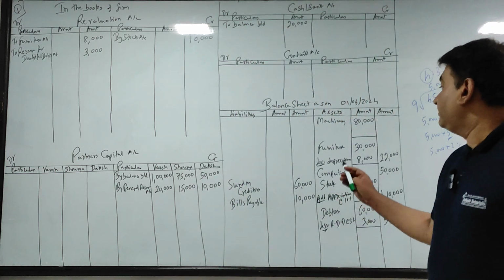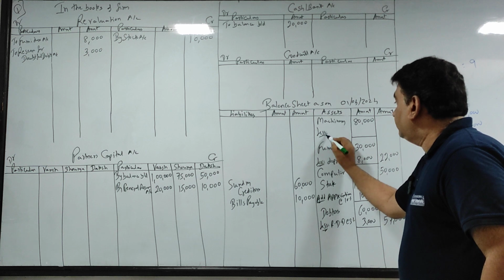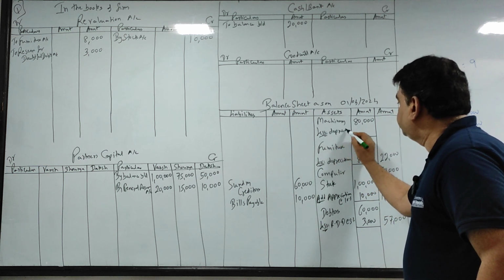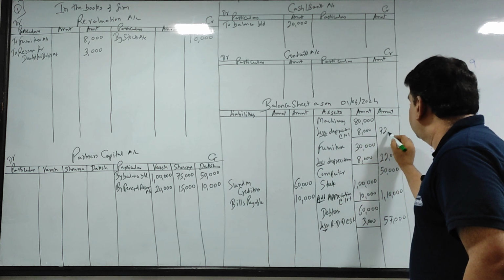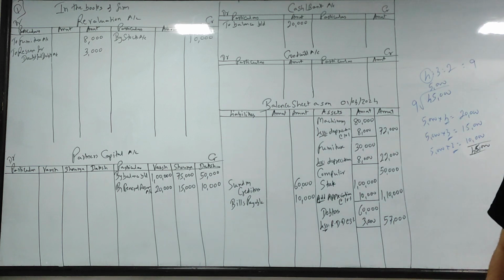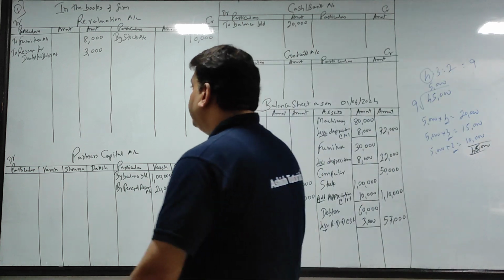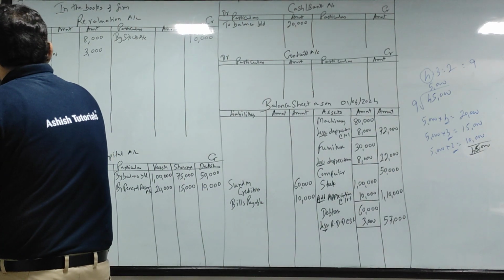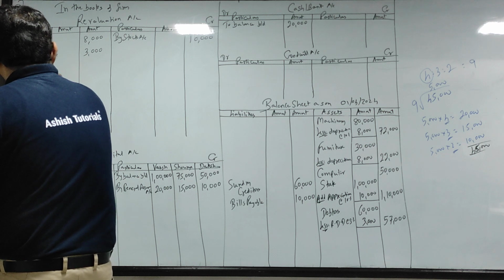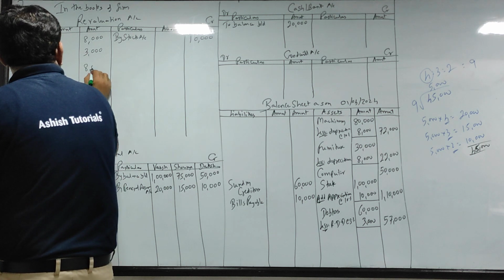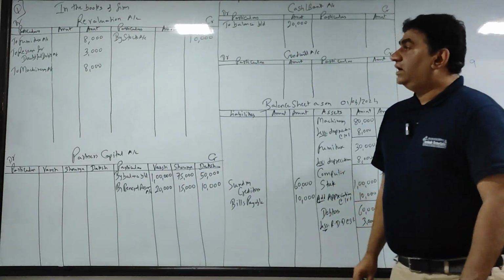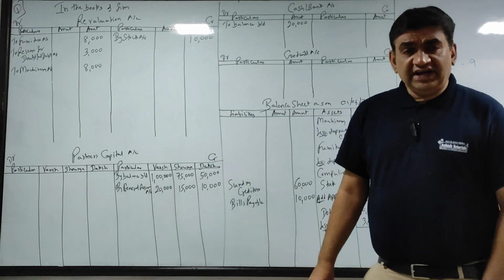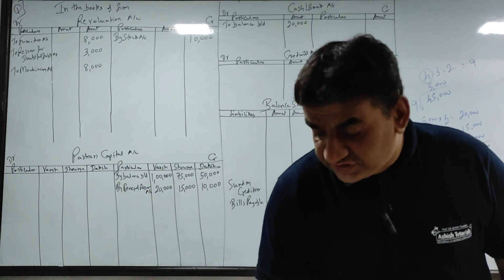Machinery depreciated by 10%. Straightforward, minus karo. Less depreciation 10%. 80 का 10%, 8. So 80 minus 8, 72. Again reduction. So to machinery account 8,000. To machinery account 8,000. Got it, guys? Exactly same what we did in admission.